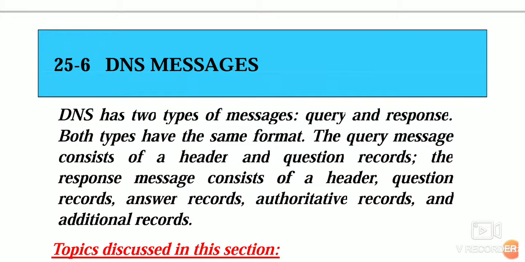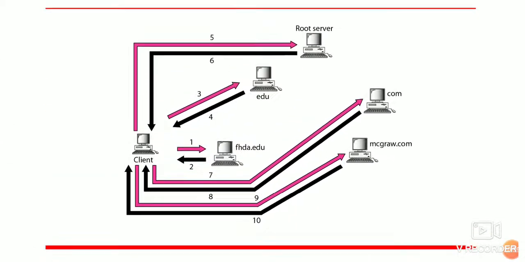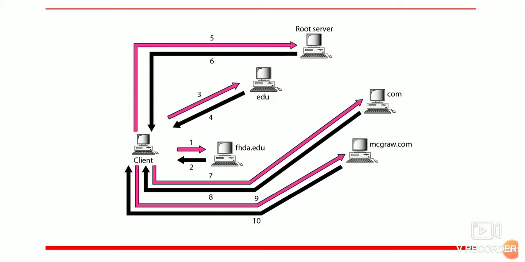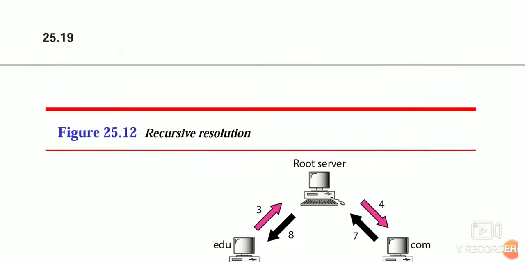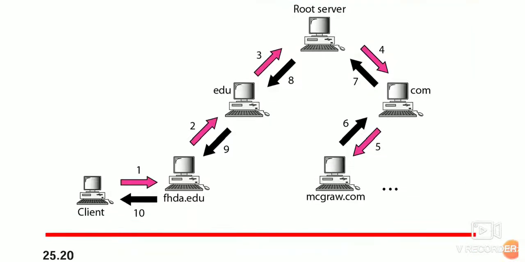Okay, so that's it, friends. This is all about DNS. I think we have discussed what is DNS, what is namespace, what are the types of namespace, what is domain, what is zone, and what is resolution. We have also discussed different types of domains, and the methods by which DNS resolution is achieved.